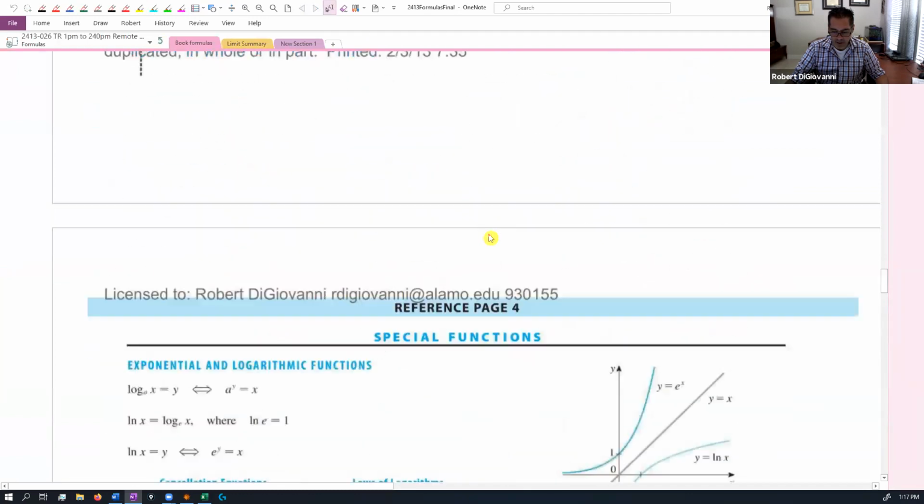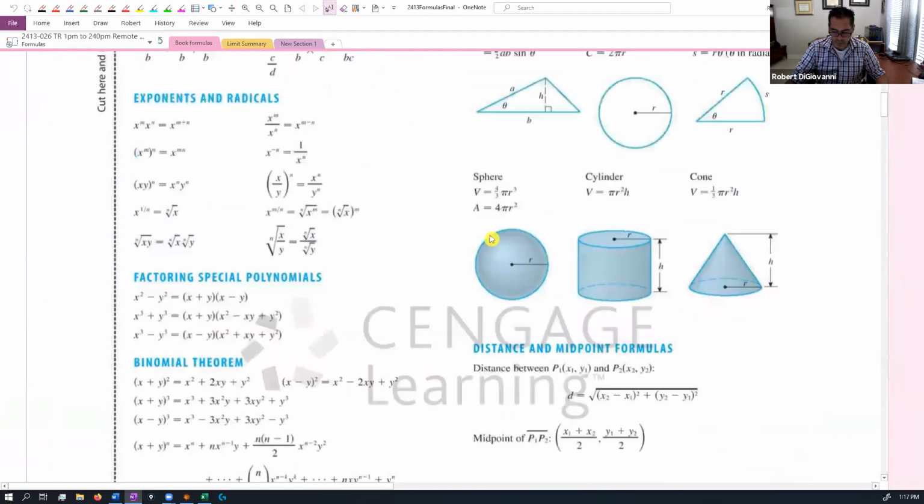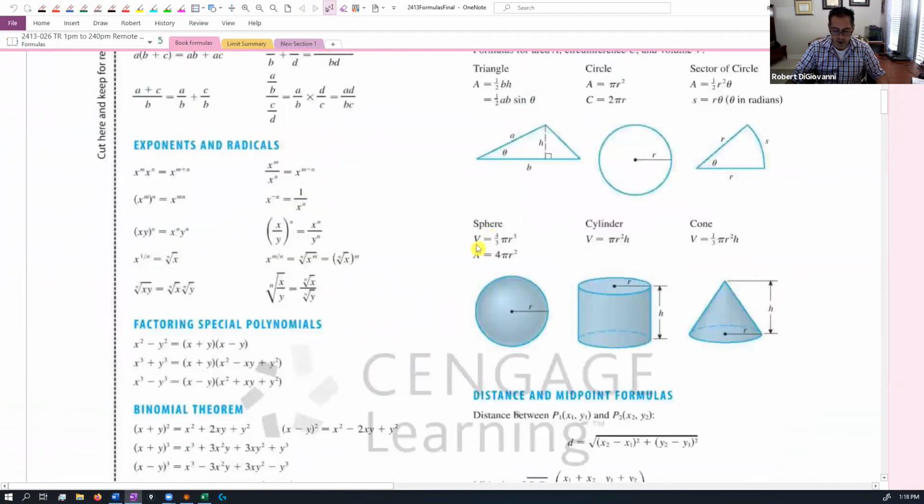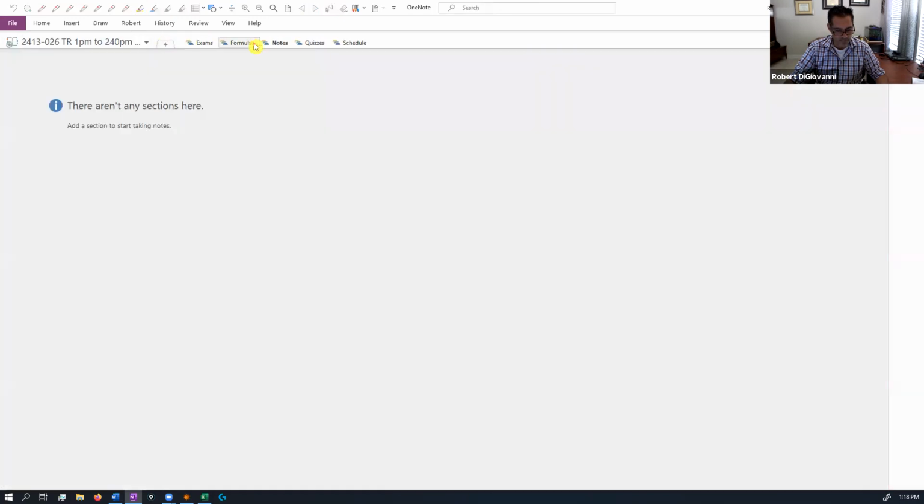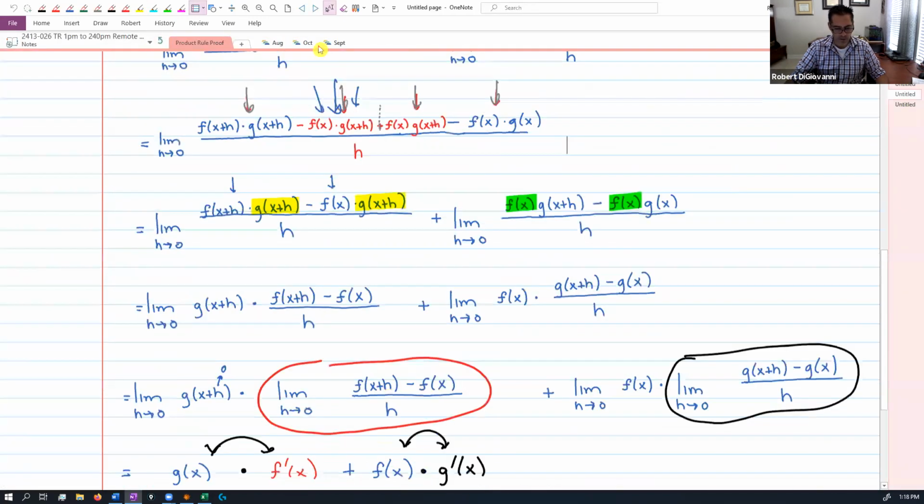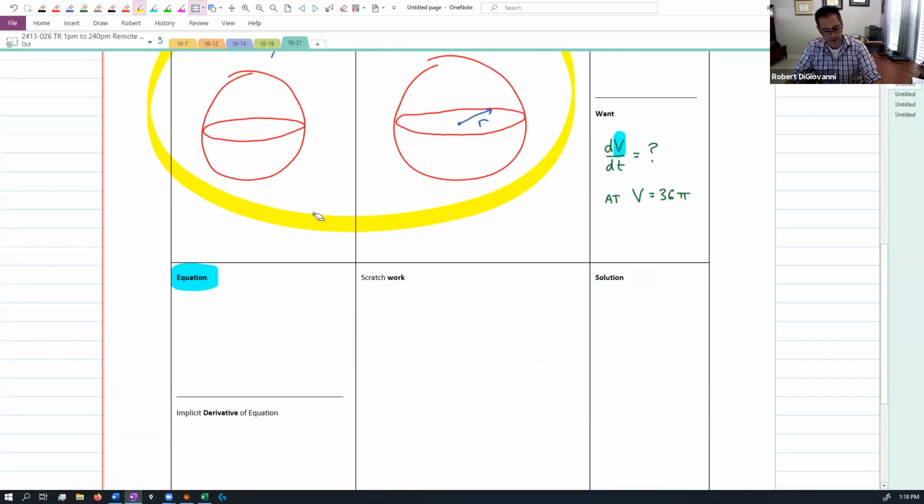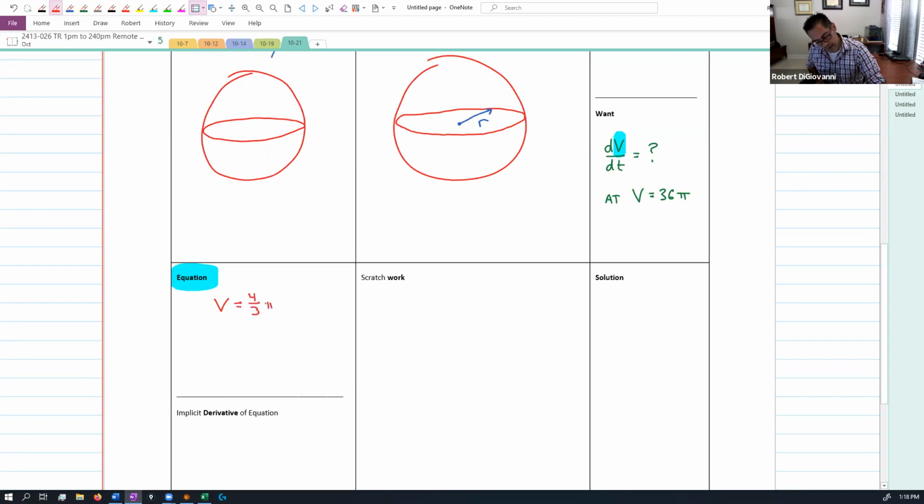And for a sphere, right here, the volume is 4/3 pi r cubed. Hey, that was the first question from the little quiz today, right? The little fake quiz. So I know that an equation that I can use here is volume equals 4/3 pi r cubed. That is a formula for a sphere that connects the radius and the volume together.